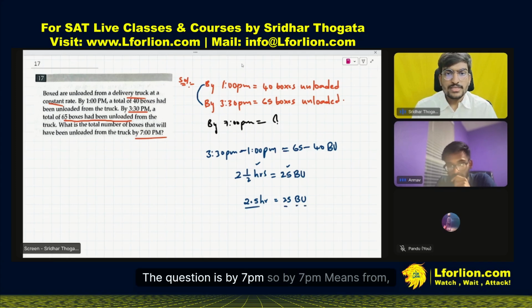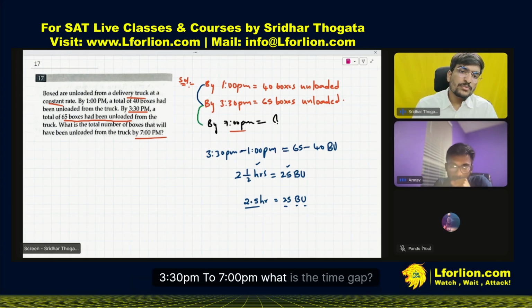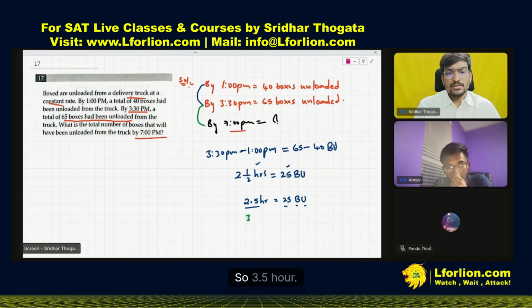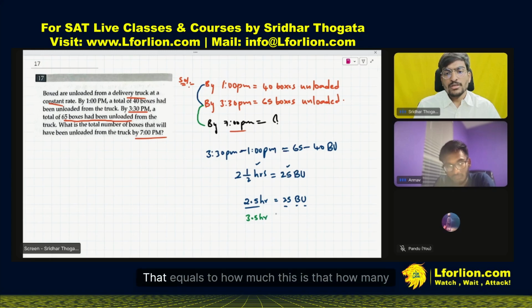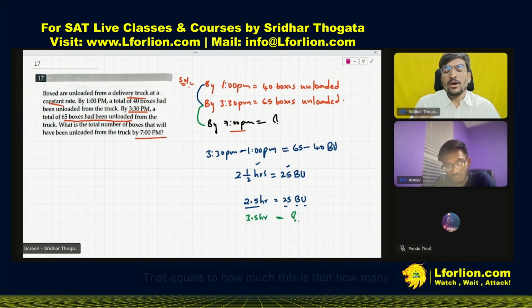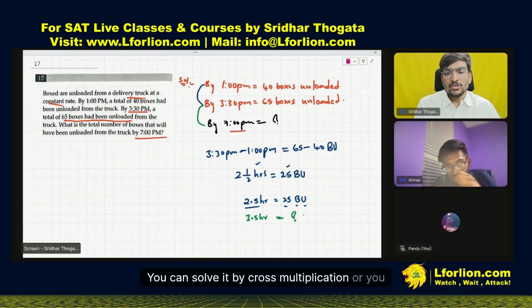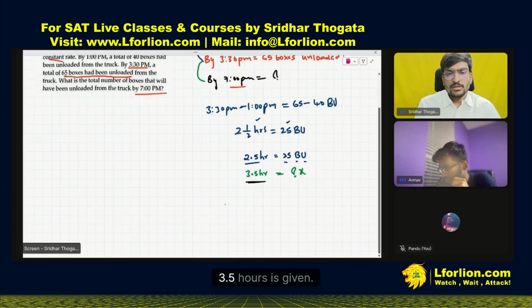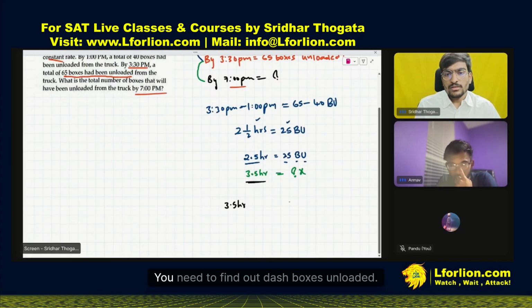The question is by 7 p.m. So by 7 p.m. means from 3:30 p.m. to 7 p.m. What is the time gap? 3:30, 4:30, 5:30, 6:30, and 7. So 3.5 hours of time is there. So 3.5 hours equals how much? This is how many boxes will be unloaded. You can solve it by cross multiplication, or by the unit conversion method. I'll go with the unit conversion method. 3.5 hours is given, and you need to find the boxes unloaded.